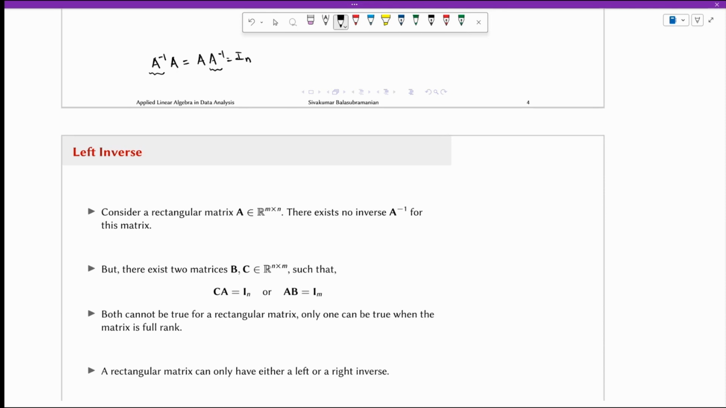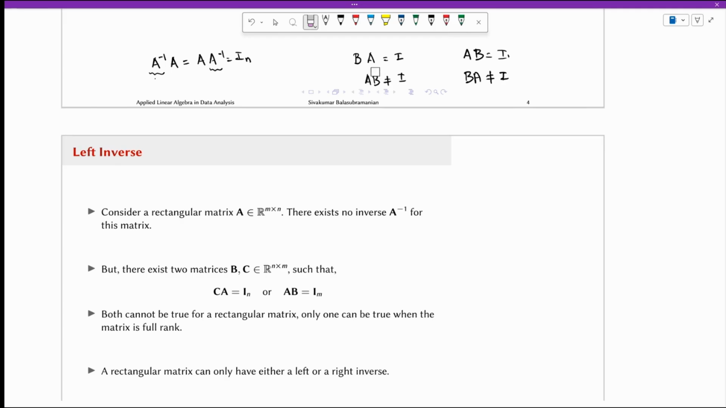Now you could ask, well, is it possible that I have a matrix A, and if I pre-multiply it by something, I get I, but if I post-multiply, I don't get I? Similarly, you could ask if I have a matrix A, if I post-multiply by a matrix, I get I, but if I pre-multiply, I don't get I. It turns out this is possible.